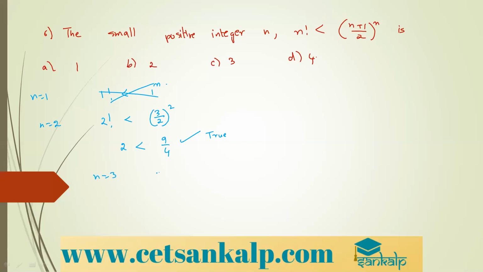Put n equal to 3. 3 factorial is less than (3 plus 1, 4 by 2) whole square. 6 is less than, because n we are taking 3, this must be whole cube. The power must be whole cube. And 2 cube we are getting 8. This is also true. So from 2 onwards, it started becoming true. So you have to go for option B.